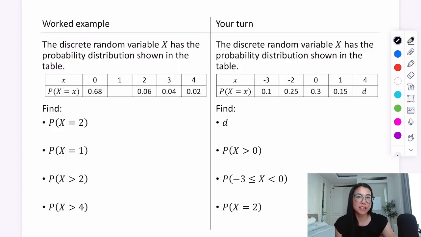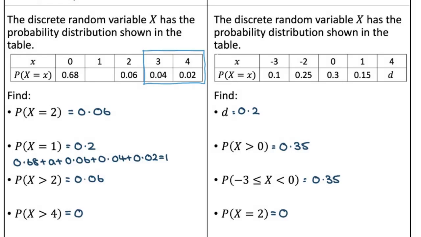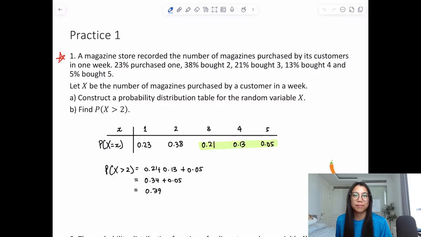Before I move on to the next worked example, now would be a good time to pause and try these two questions that you see on the screen here. Here are the answers. Okay, so let's take a moment to pause and think about what we've done so far. So far, we have defined what a discrete probability distribution function looks like. We were able to generate a table using verbal description, and we were able to also answer questions about the probability function given the table.